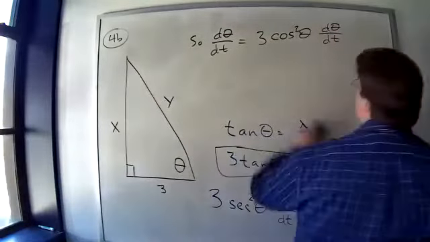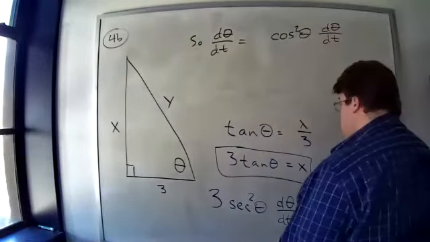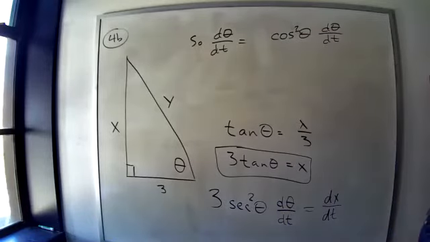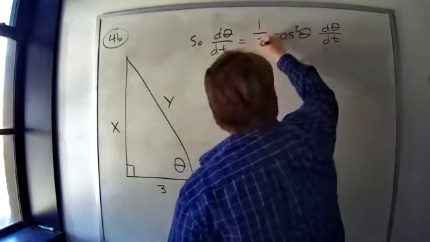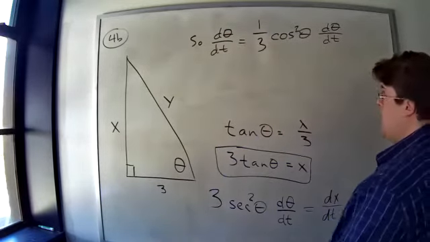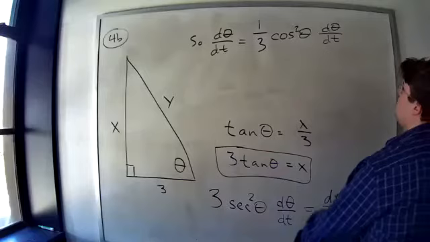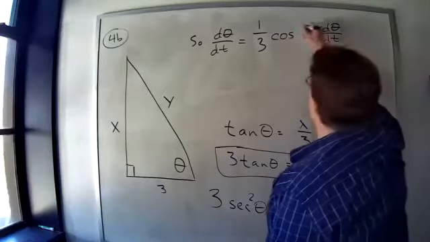Not 3, sorry. 1/3. So you could substitute and then solve. I'm going to solve and then substitute. Divide by 3. Divide by secant squared, which is the same as multiplying by cosine squared of theta.